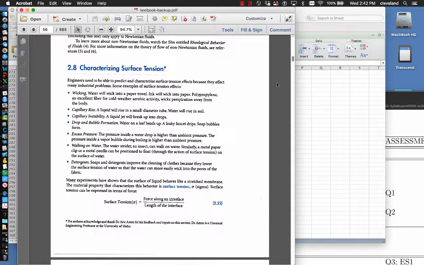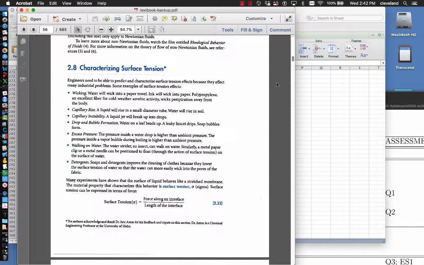Hello, and continuing on with Lesson 2, this is Part 3, and in particular this will be focused on the fluid property called surface tension and a couple other important fluid properties, namely the elasticity. Surface tension, I have it on the textbook page here that's relevant to surface tension.